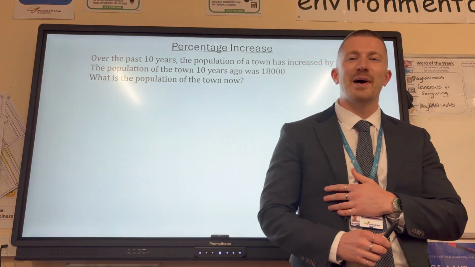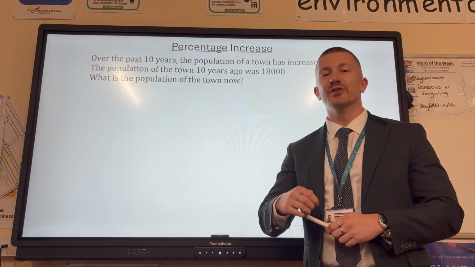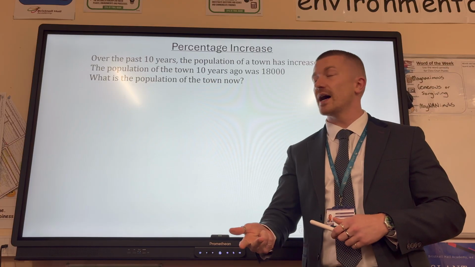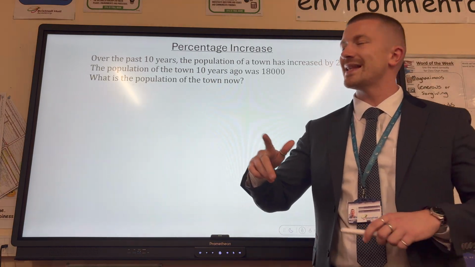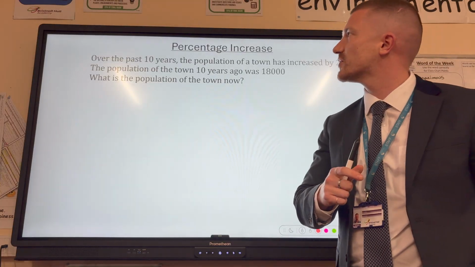I'm Mr. Larkin from the Maths Department, and today we're going to be looking at a few crossover topics that you'll see in your maths lessons, your geography lessons and your science lessons. So we're going to start with percentage increase. We're going to read through this question highlighting key information first.